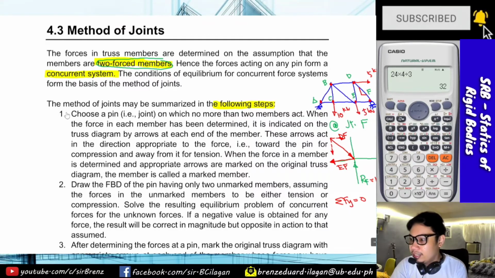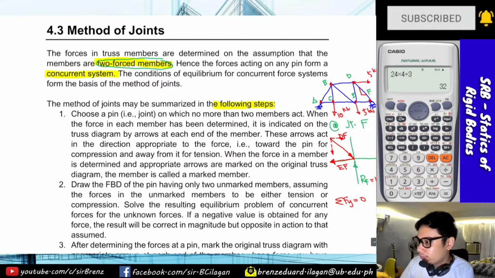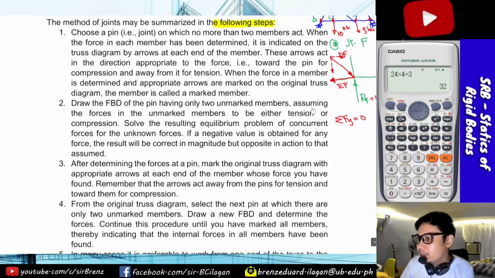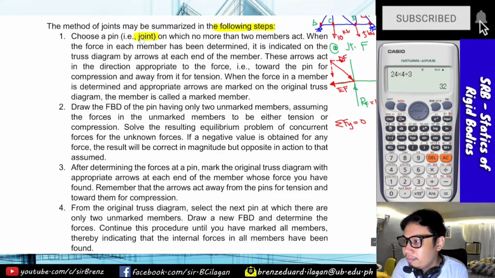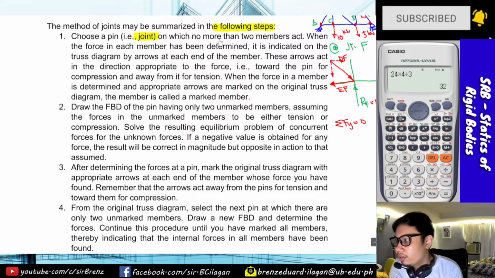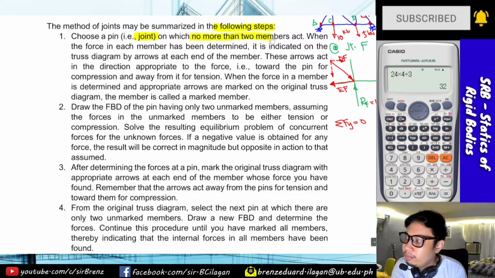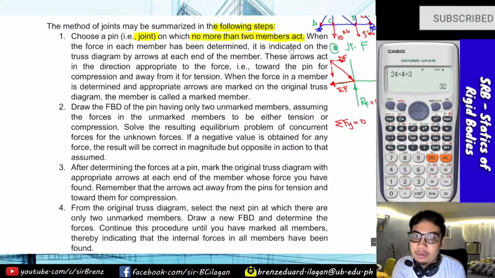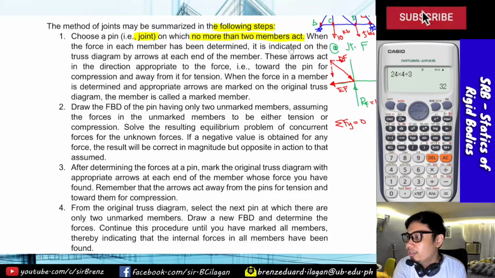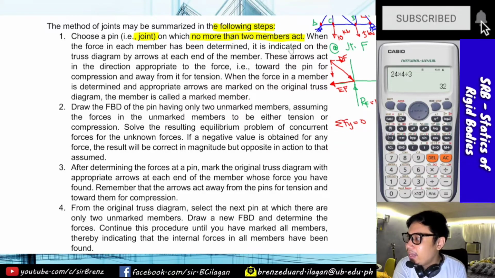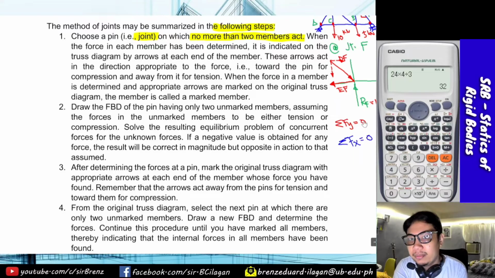Okay, so basahin na rin natin for step number 1. Ano ba sabi dyan? So step number 1, choose a pin. Or for this example, pili ka daw ng joint on which no more than 2 members acts. So maximum dalawa yan kung merong isa, pero I doubt na merong isa lang yung member. So dapat dalawa lang lagi. Kasi nga ang available equation mo lang na pwedeng gamitin is dalawa: summation of forces y, and summation of forces x. Yan lang yung pwede mong gawing equation.